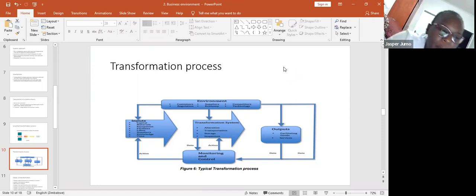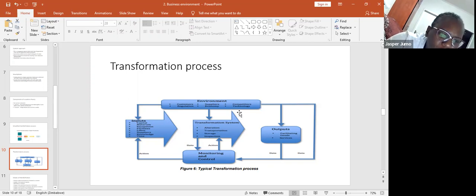Now, remember from that simplified version, we had input, we had transformation, and then we had output. But look at it now on the transformation, how a bit complicated it now is. As you are conducting your transformation, it's going through an environment. Look at the environment there. There are now customers. There is now regulation, the laws. There are now suppliers. There is now an economy, competitors, technology. All those things you now need to take note of as you are going through the transformation process.